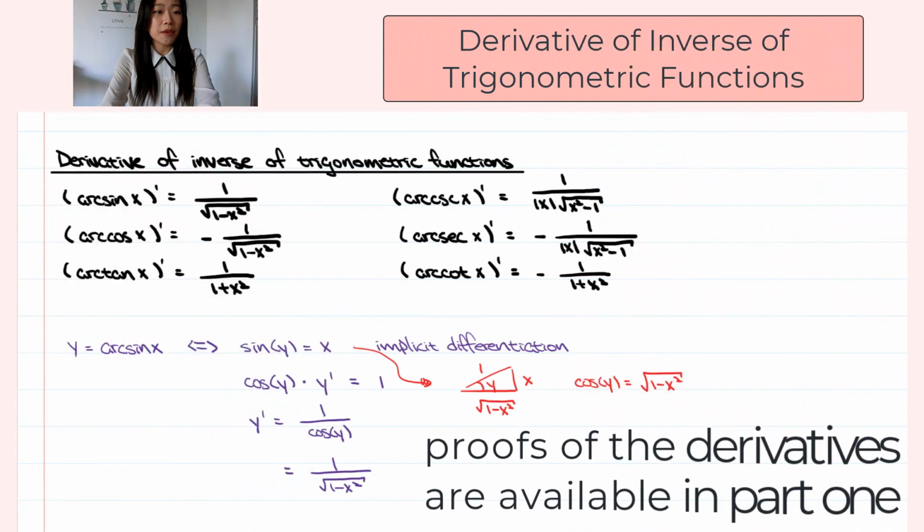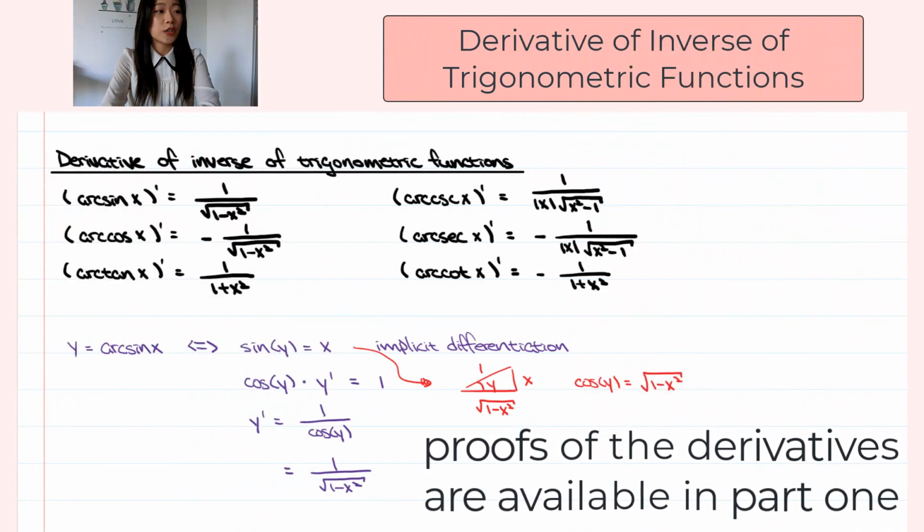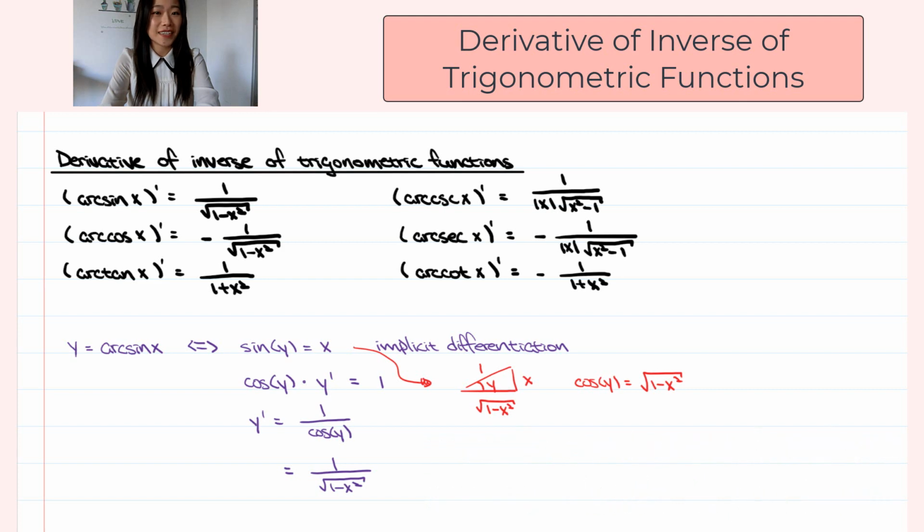So if you follow the same approach for the other two functions, you'll find these 6 derivatives. We have derivative of arcsine, arccos, arctangent, arccosecant, arcsecant, and arccotangent. Now let's look at some examples.